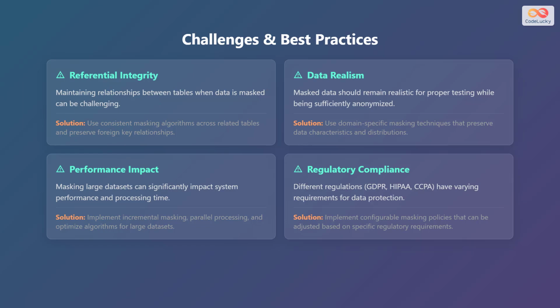There is also a performance impact because masking large data sets can significantly impact system performance and processing time. In this case, implement incremental masking, parallel processing, and optimize algorithms for large data sets. Regulatory compliance is also very important because different regulations, such as GDPR, HIPAA, and CCPA, have varying requirements for data protection. To adhere to this, implement configurable masking policies that can be adjusted based on specific regulatory requirements.